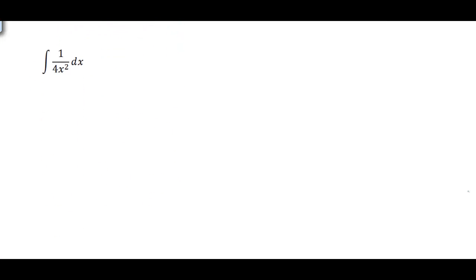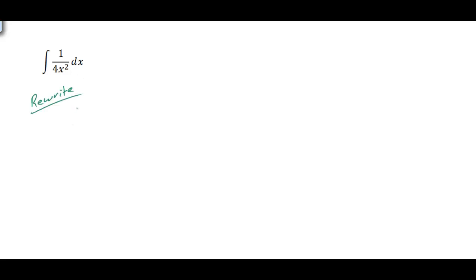All right, the next example, notice we have 1 over 4x squared. Here we're dividing with a fraction. And before with the derivative, we had a quotient rule. Well, once again, for integration, there is no quotient rule. So therefore, once again, we need to rewrite this.